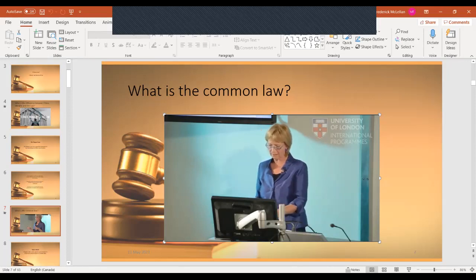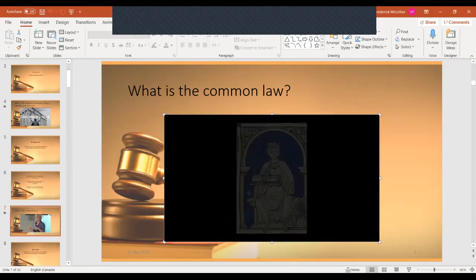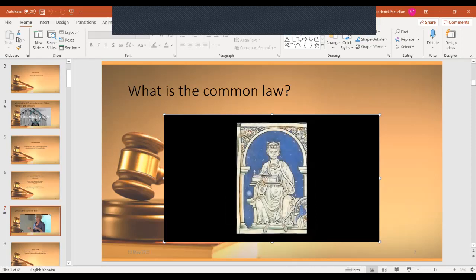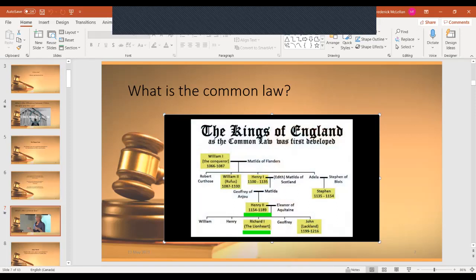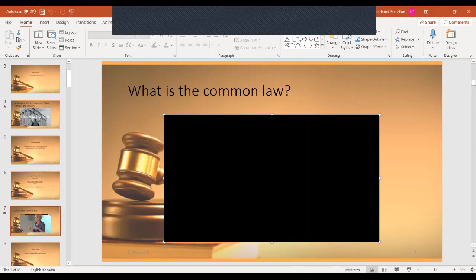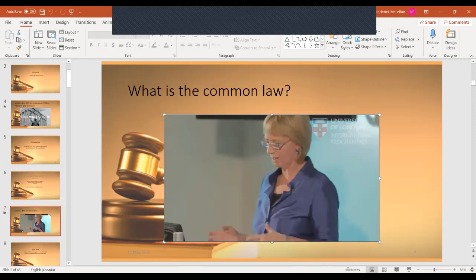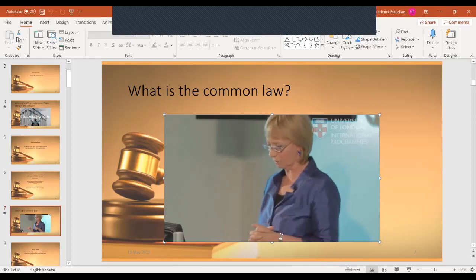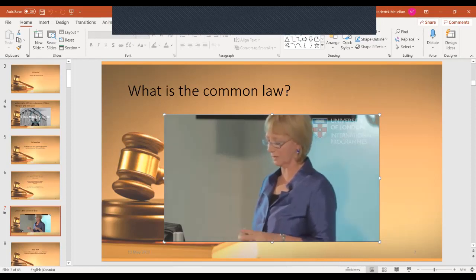The next important step in the development of the common law system was after Stephen, when Henry II came onto the throne. Henry II came to the throne in 1154. He's one of what's known as the Angevin kings, known as Angevin because of their connection with Anjou in France. So Henry II, Richard I, and John were known as Angevin kings. Henry II took the throne, as I said, after a period of considerable disruption. He wanted to regain stability.